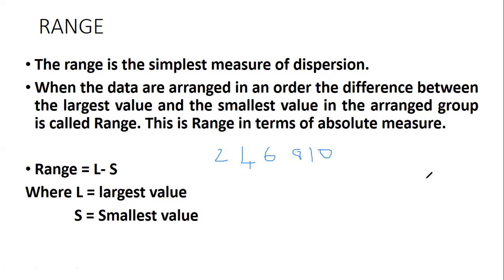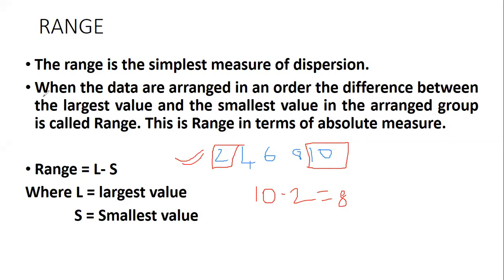So what do we do in range? We just take the highest value. Which is the highest value here? 10 will be the highest value. And we subtract from it the lowest or smallest value of the given data, that is 2. So your range is going to be 10 minus 2, which is 8. Which means this data set of 2, 4, 6, 8, and 10 has a range of 8.